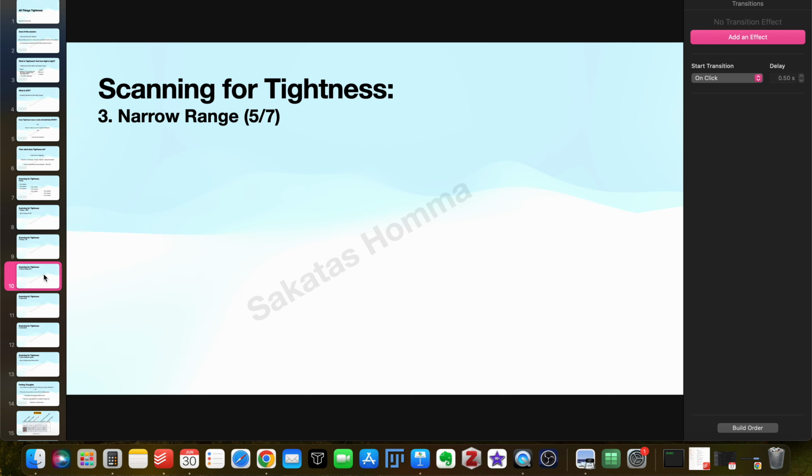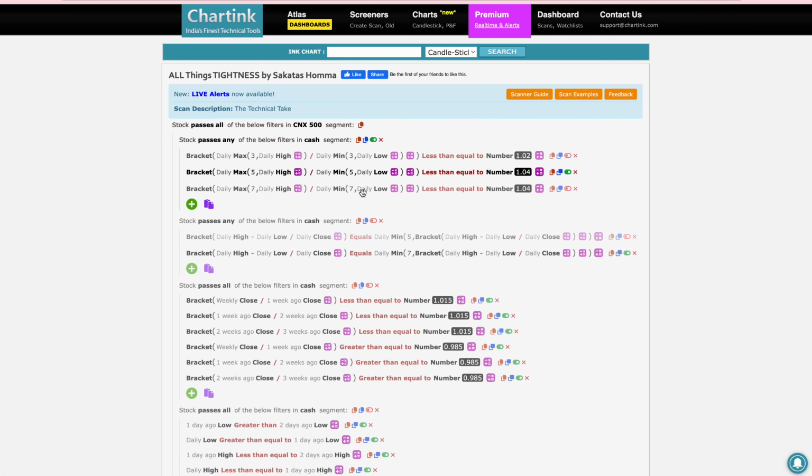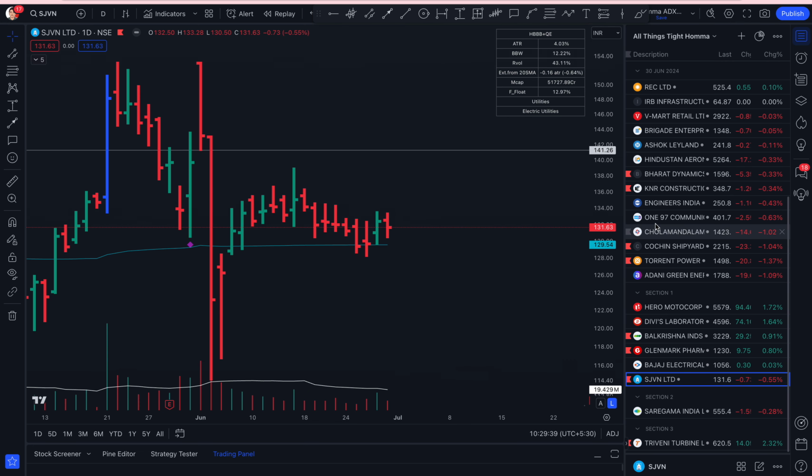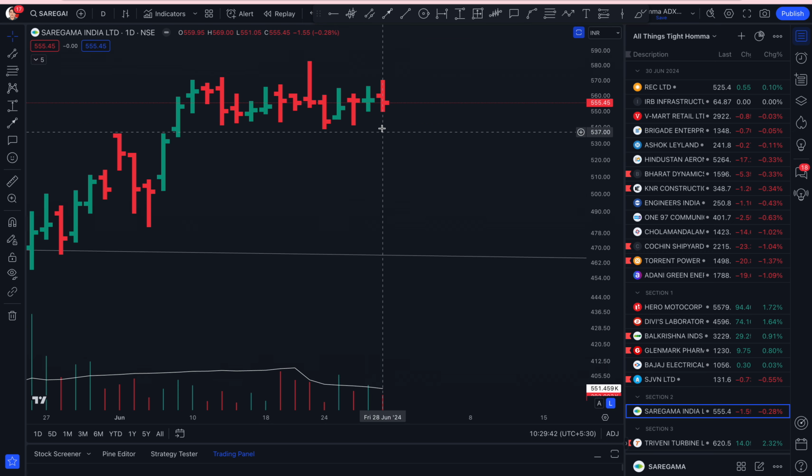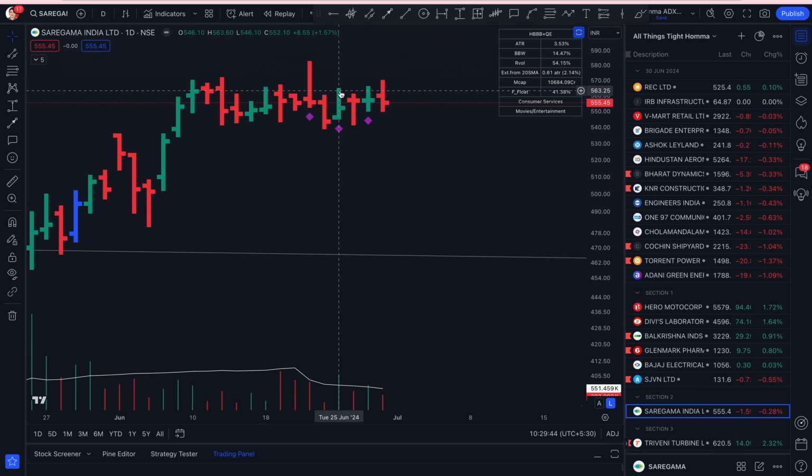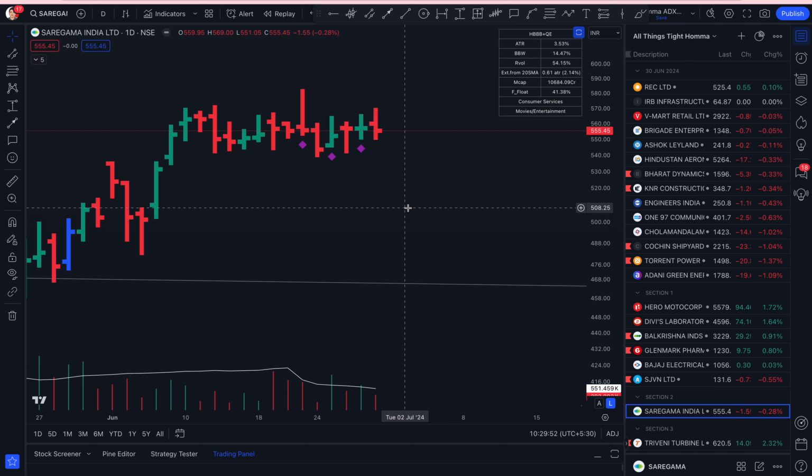Now, a little bit about how other people in the market already use tightness. The third way is called narrow range. There are so many indicators for narrow range. The two most widely used are narrow range 5 and narrow range 7. What these two mean is that today's candle, let's say Saregama, today's candle is the narrowest range in the last 5 days. So that is basically your narrow range candle. And like I said, there are many indicators freely available for this.